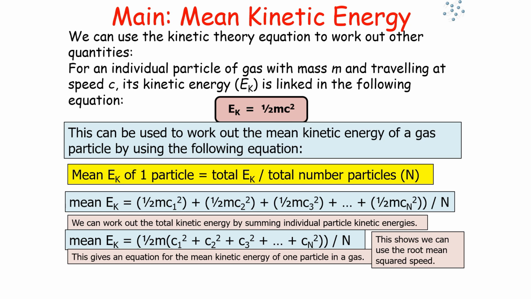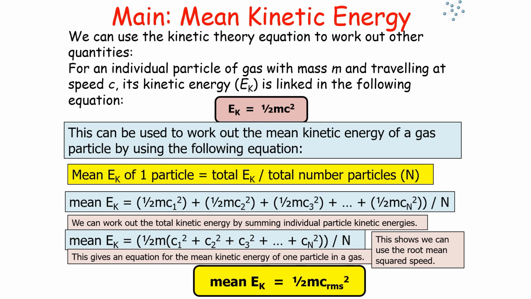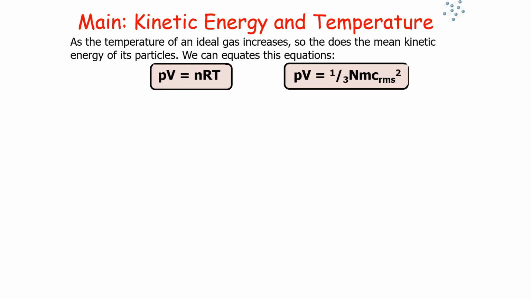Now we can say that what we're going to need to use is the root mean squared speed. So the mean kinetic energy is going to be equal to 1/2 m c RMS, the root mean square speed, squared. Now finally, as the temperature of an ideal gas increases, so does the mean kinetic energy of the particles. We talked about that at the start of the lesson.